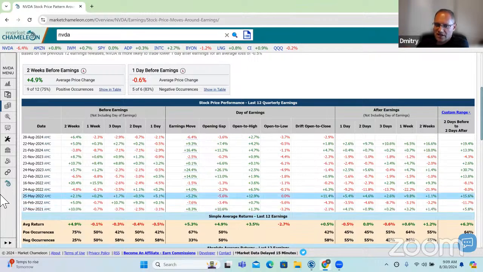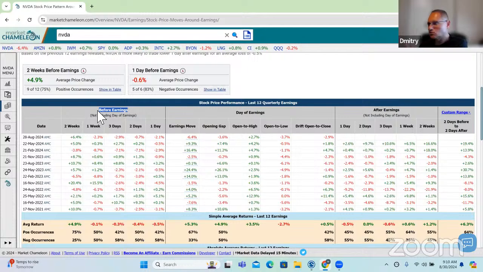You can see here how the stock behaved leading into earnings. So this is what did the stock tend to do, or what happened prior to the announcement? How did the stock behave? Then, of course, we look at the day of earnings, and we can track that from different perspectives, and then after earnings.